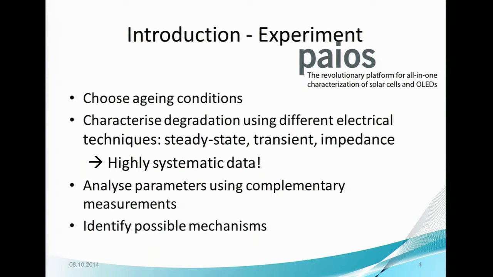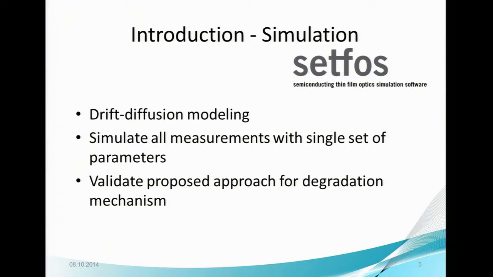Then if you look into the different measurements, you can probably directly, just with the eye, see what happens inside your device. You can investigate the shapes of the different transient curves, and you will find some parameters and can analyze how they behave during degradation. So you can directly, just from the experimental side, try to identify possible mechanisms or exclude other mechanisms that are not happening. And then you start doing the simulation.